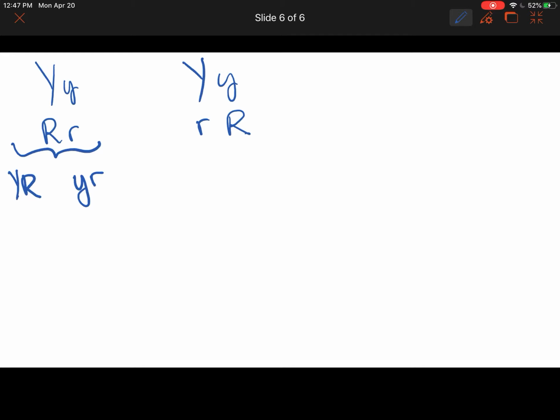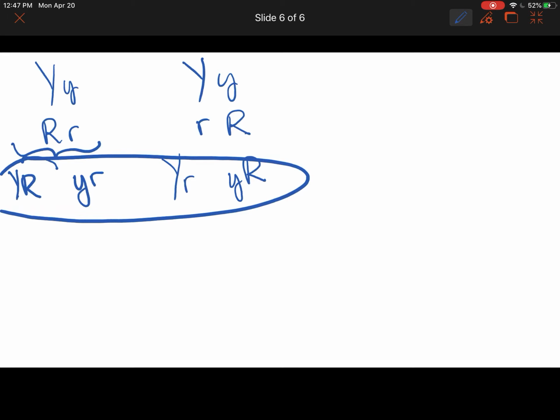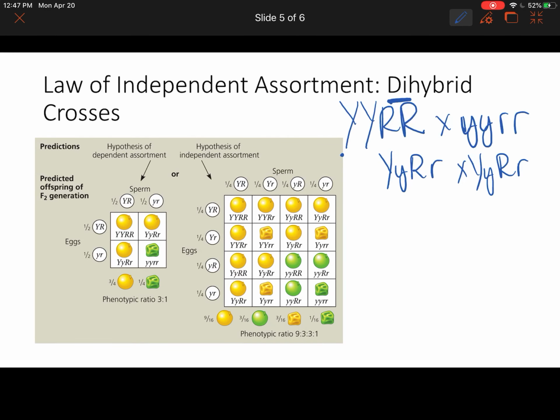But if the homologous chromosomes lined up like this, we would have gametes that have big Y, little r, and little y, big R. Okay, so for dihybrid crosses, we're going to have 4 possibilities for how the alleles can sort into the gametes. So when we set up our Punnett square, we're going to have a bigger Punnett square.